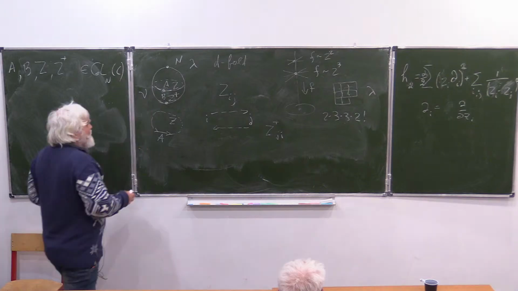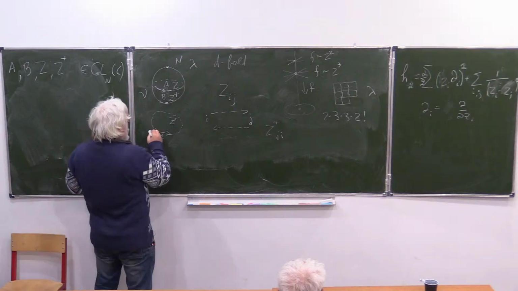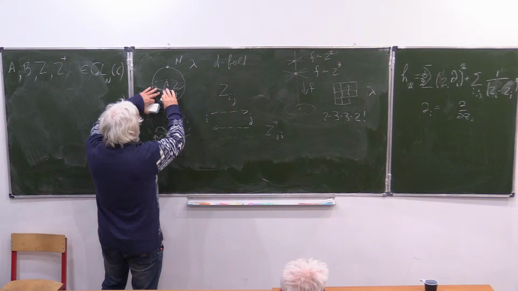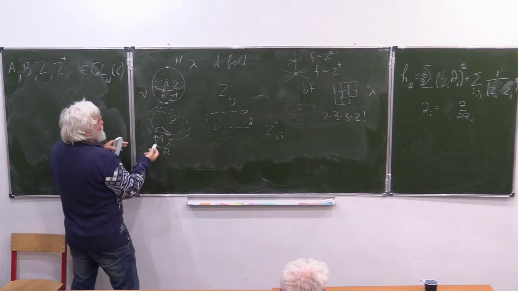Okay, we have this picture, and we have this picture. We have an inflated vertex, and we have the two arcs to which we assign matrices A and B, and we can consider the product ZA and the product Z dagger B.